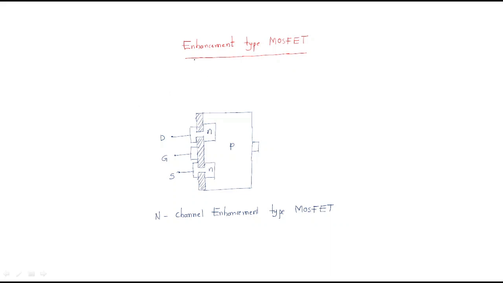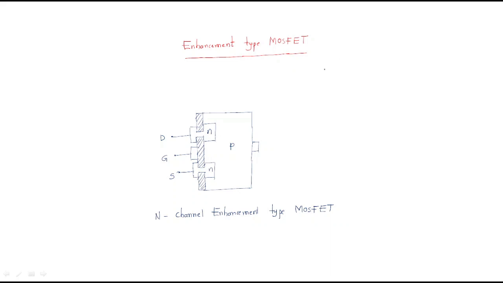Hello everyone. In this session, we will discuss the next type, the enhancement type MOSFET. So what is an enhancement type MOSFET? If you observe the structure here, there is no channel between the source and the drain. The channel should be enhanced. So by doing the operation, we should form the channel.